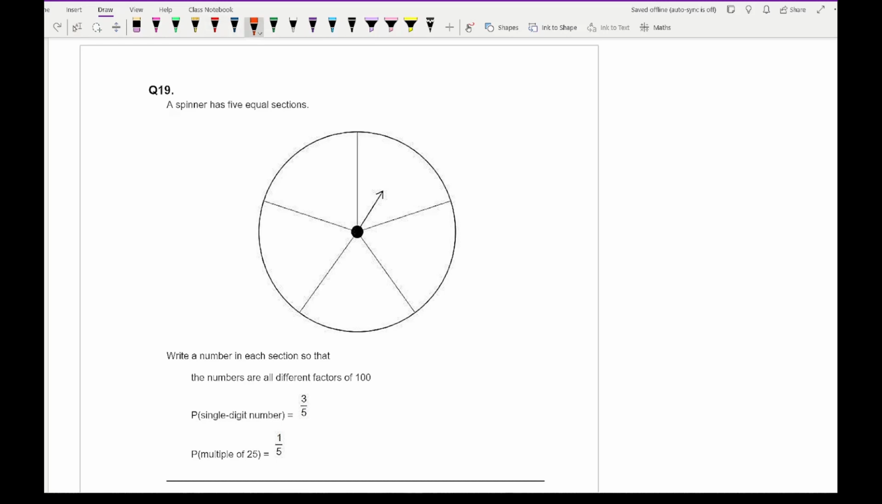So let's start by actually writing out all the possible combinations. So I could either have 1, 2, 4, 5, and then I could have 10, then 20, then 25, 50, and 100. And then looking at single digits, the single digits I could have are going to be 1, 2, 4, or 5. And the multiple of 25 is either going to be 25, 50 or 100.